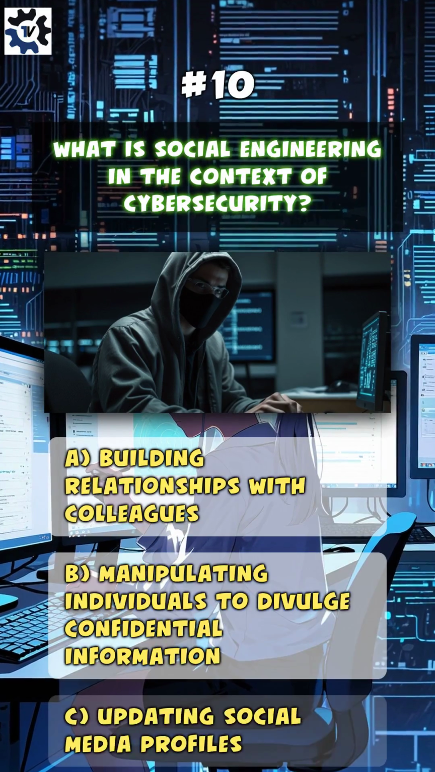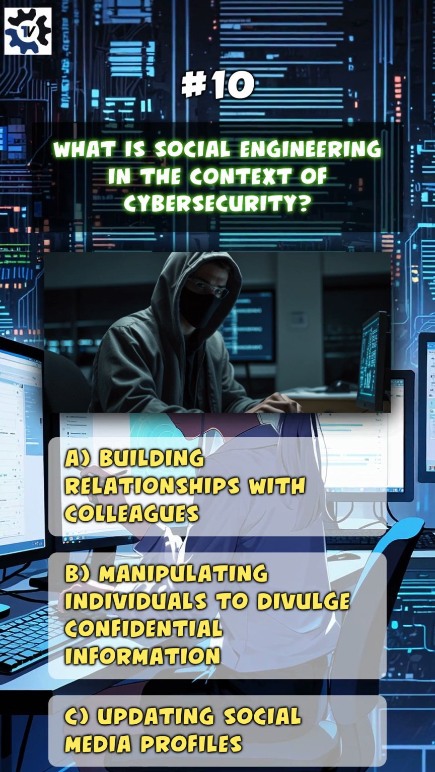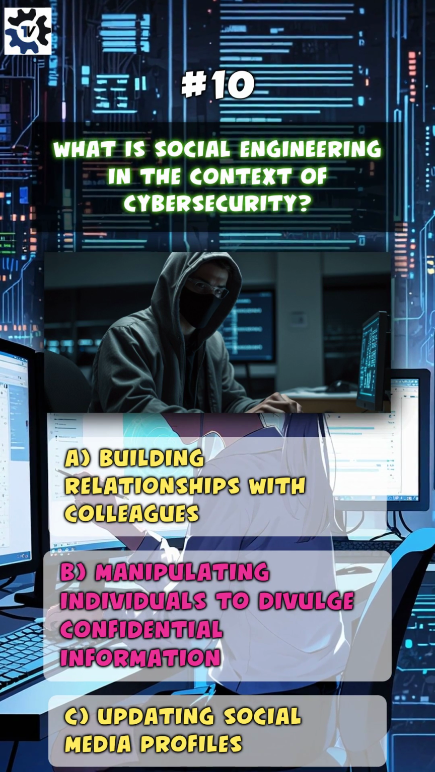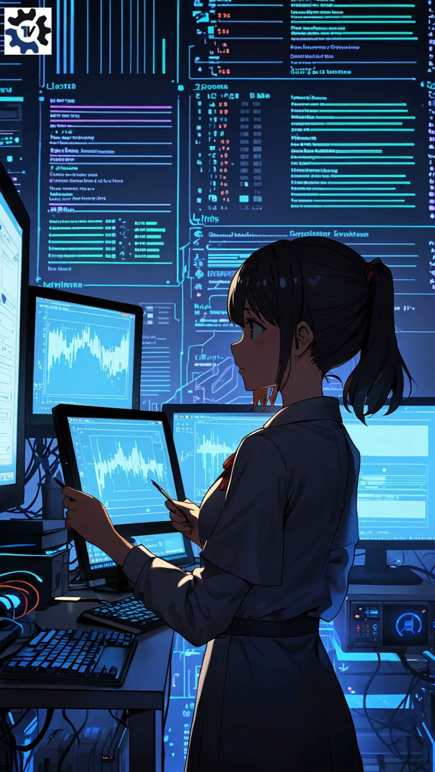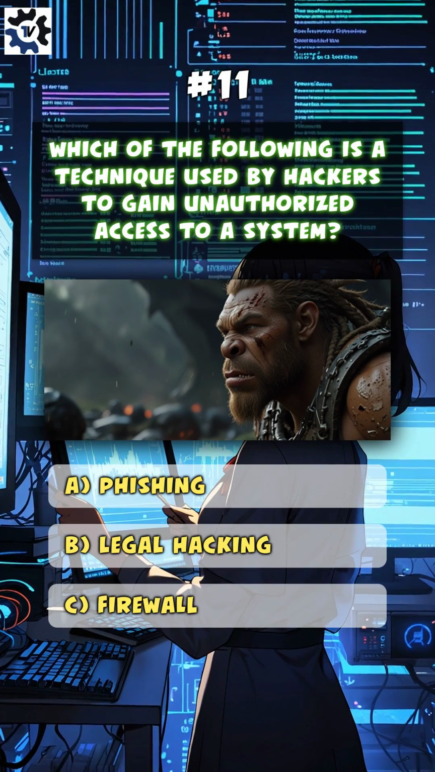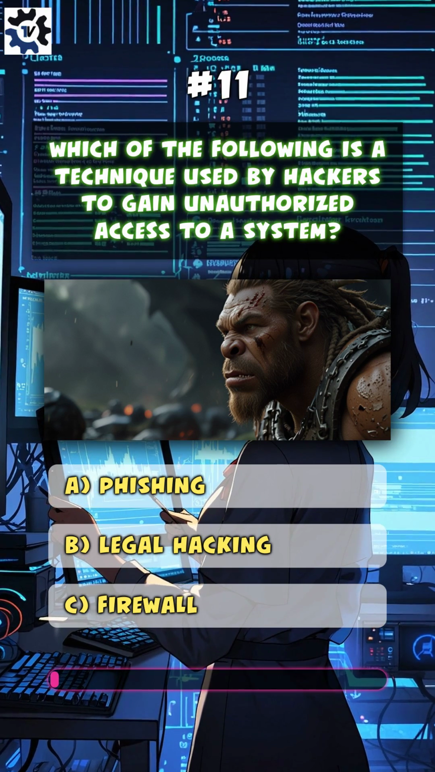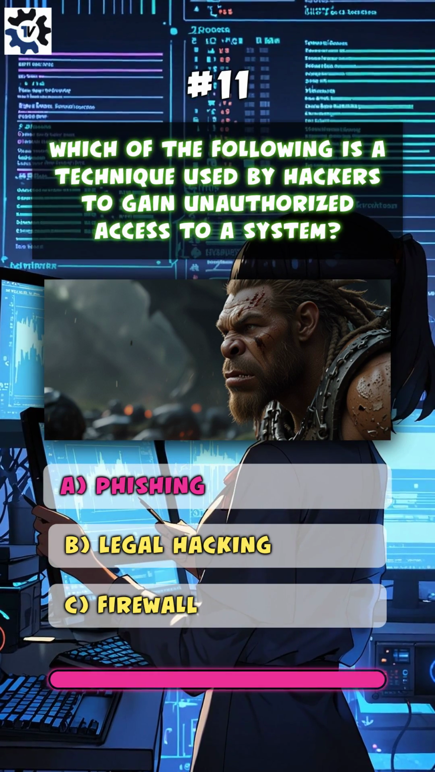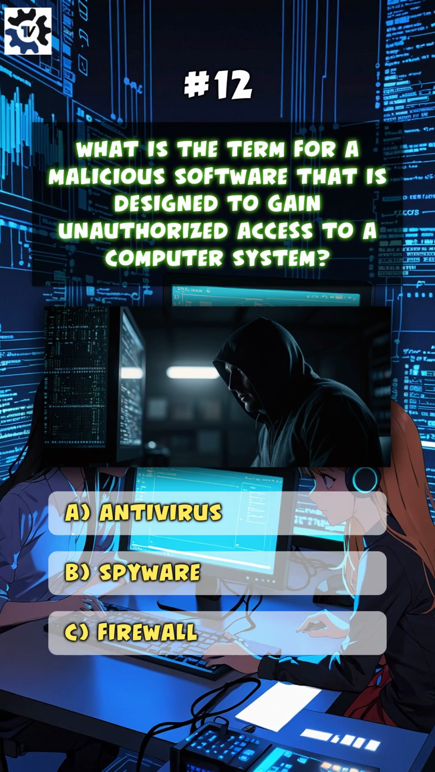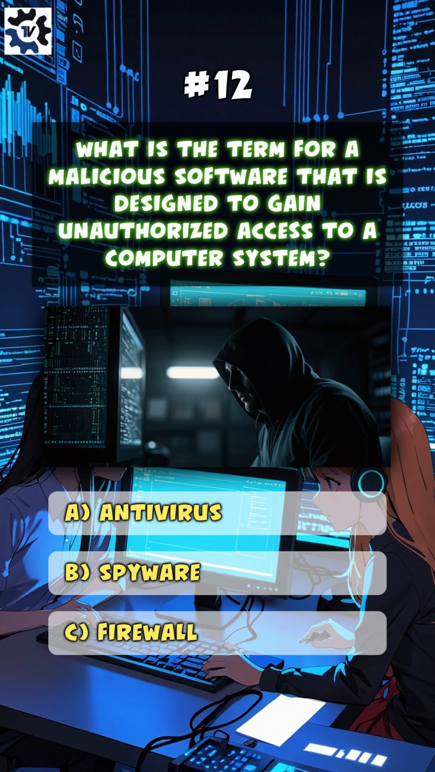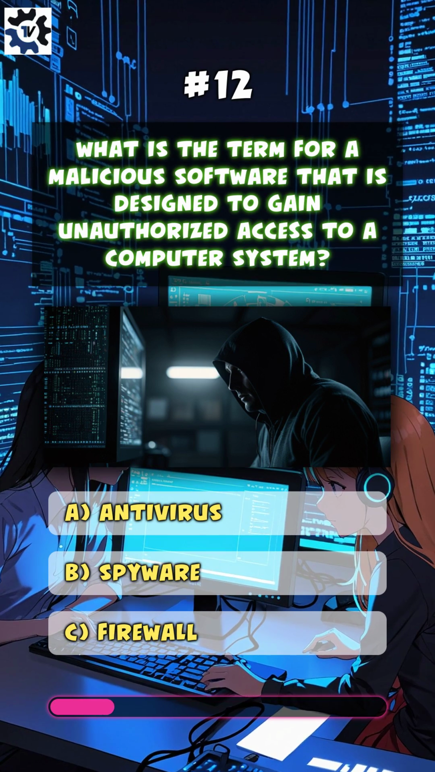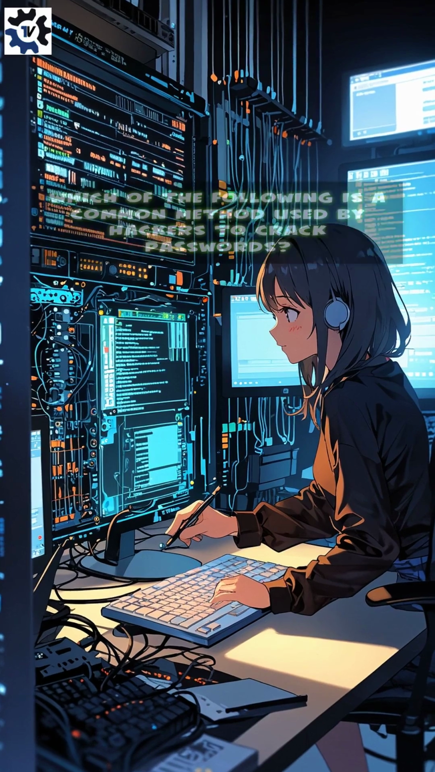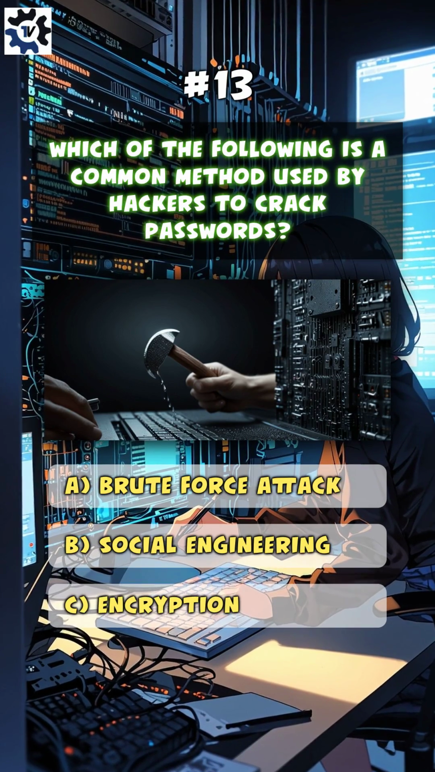What is social engineering in the context of cybersecurity? B. Manipulating individuals to divulge confidential information. Which of the following is a technique used by hackers to gain unauthorized access to a system? A. Phishing. What is the term for a malicious software that is designed to gain unauthorized access to a computer system? B. Spyware.